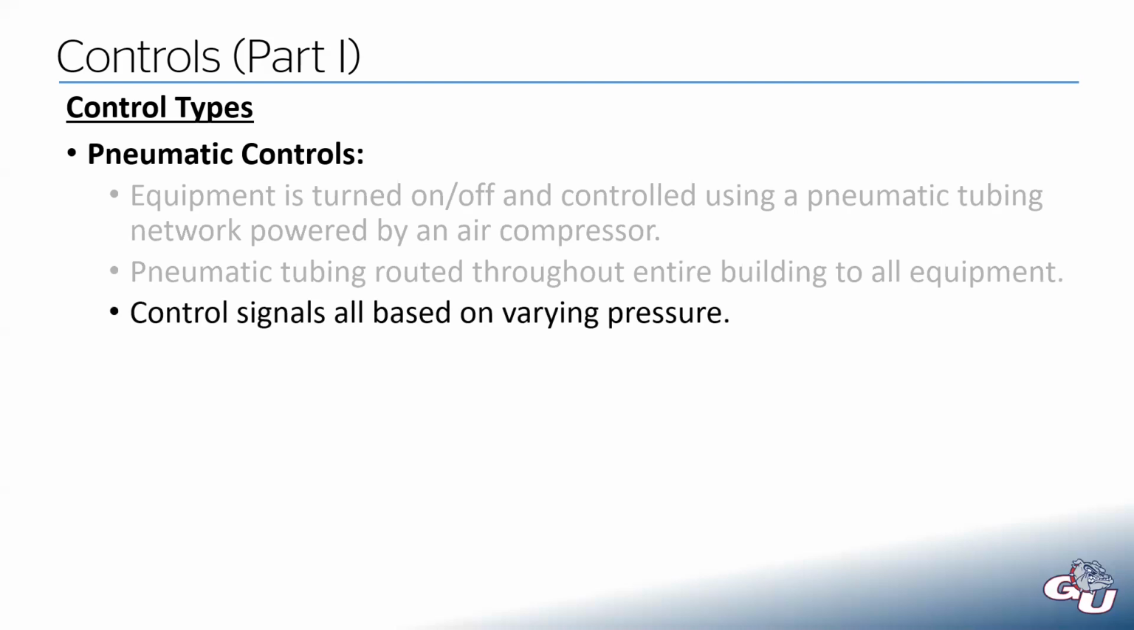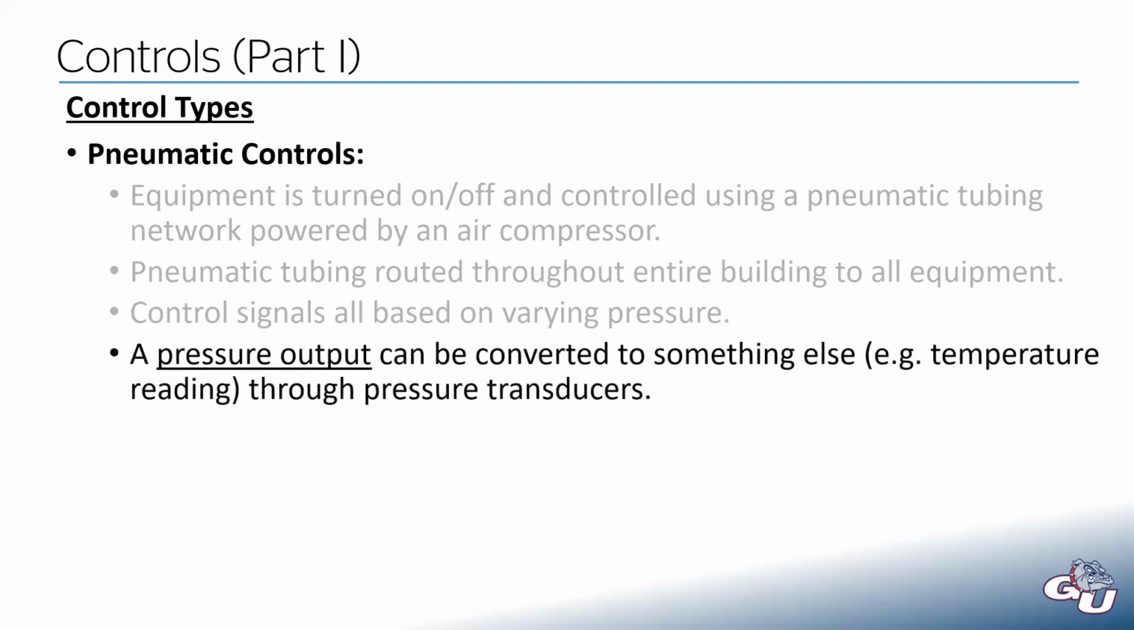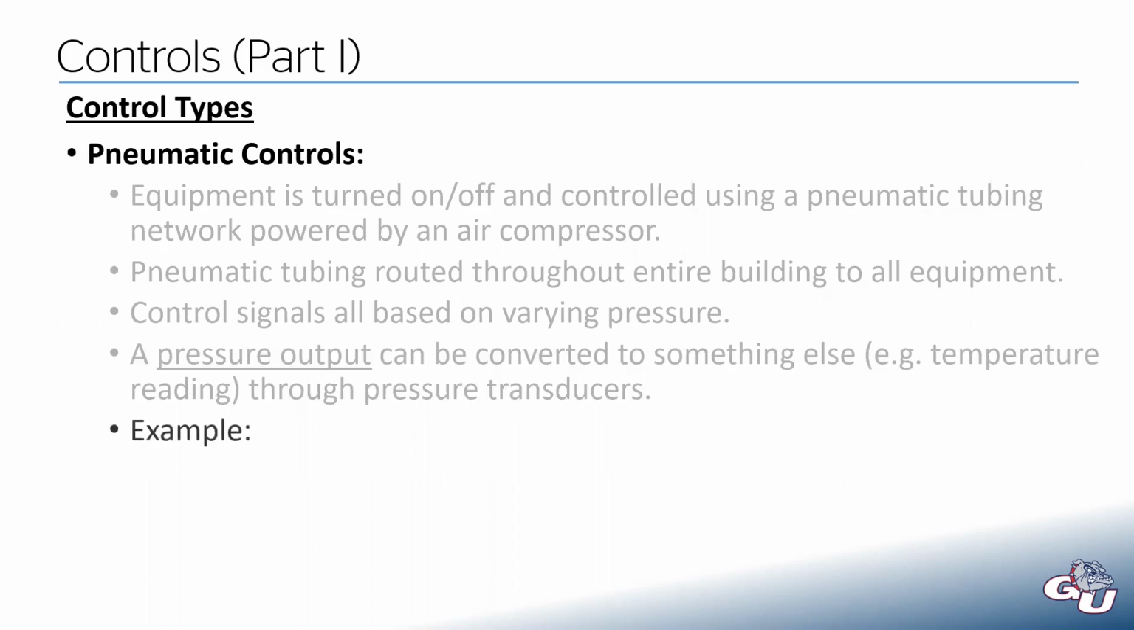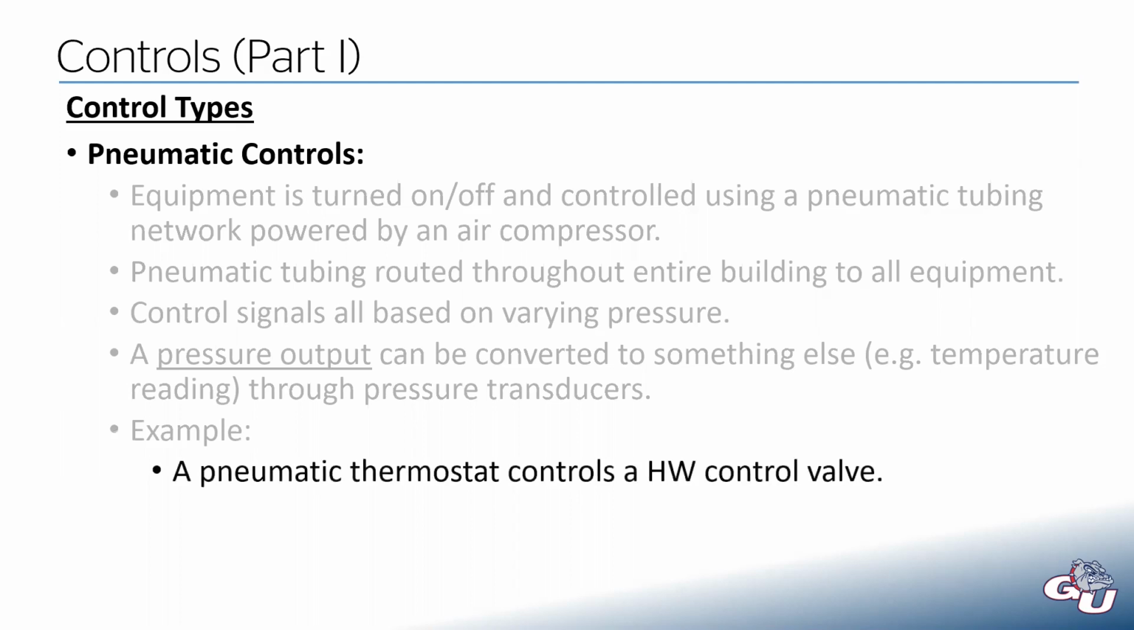The way they do that is you can take a pressure output and you can convert that to something else. As an example, a temperature reading through pressure transducers. As an example, let's say you have a pneumatic thermostat that's controlling a hot water control valve. Because remember, the thermostat is the device that is telling your heating system when it needs to turn on. So that thermostat needs to control your hot water control valve in some fashion.